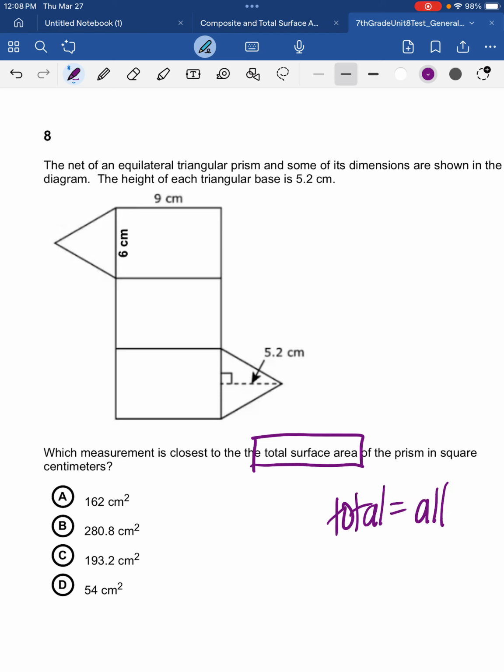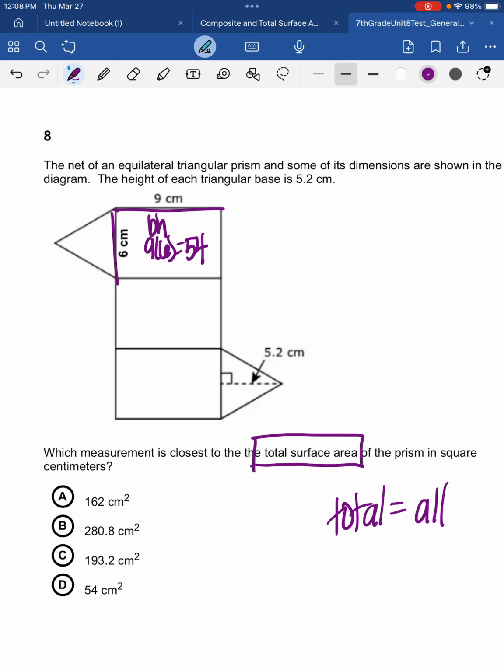So you have to find the area of each shape that you see and then add them together. So we're going to start with the rectangles. The rectangle here is a 9 by 6. To find the area of a rectangle, remember, it's base times height. So you're going to do 9 times 6, which is 54.